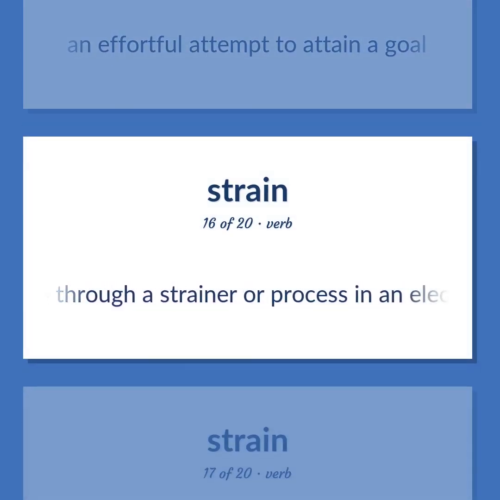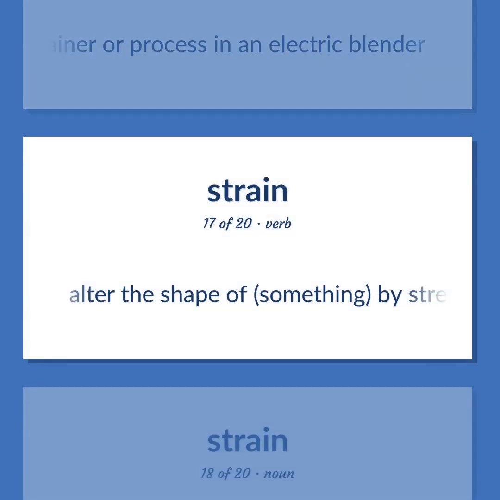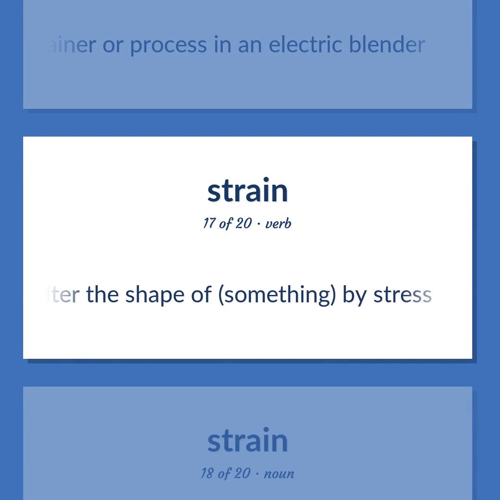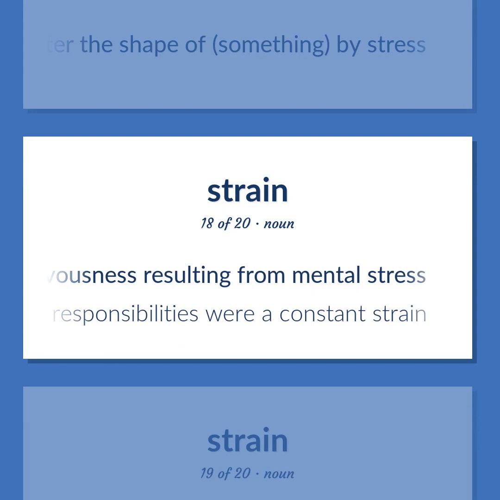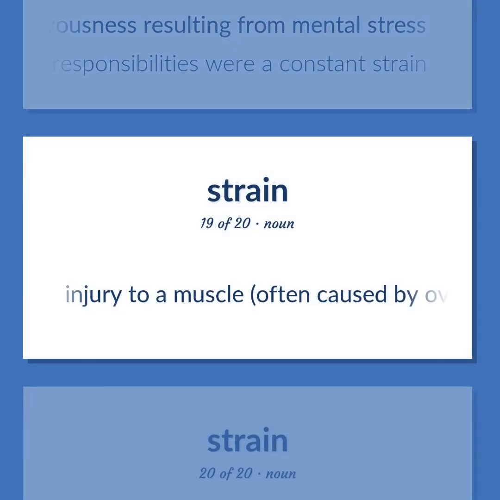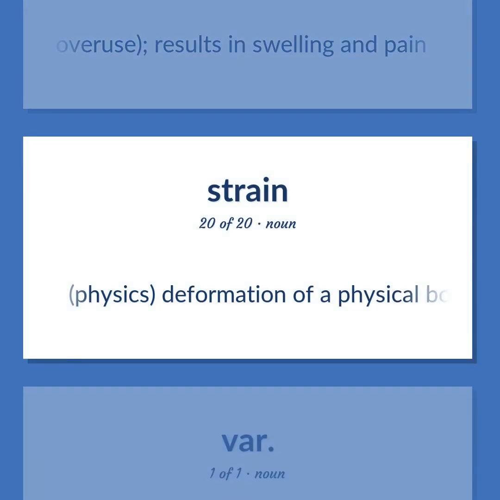Rub through a strainer or process in an electric blender. Alter the shape of something by stress. Psychology, nervousness resulting from mental stress. His responsibilities were a constant strain. Injury to a muscle, often caused by overuse, results in swelling and pain. Physics, deformation of a physical body under the action of applied forces.